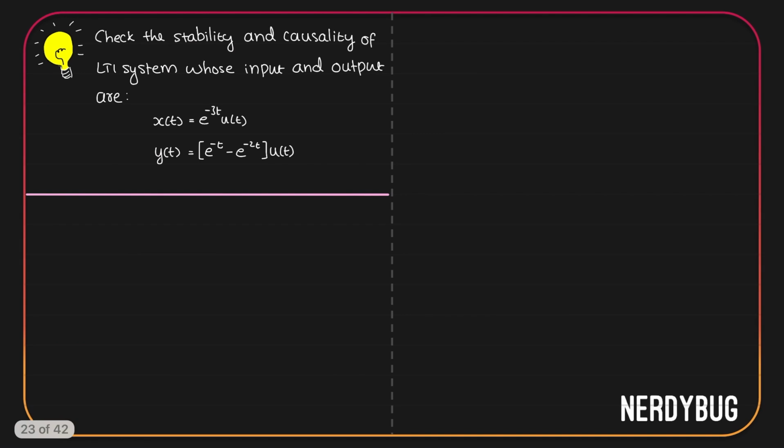Let us solve another problem. We have to check the stability and causality of an LTI system whose input and output are given. x(t) is e^(-3t) u(t), y(t) is e^(-t) minus e^(-2t) u(t).